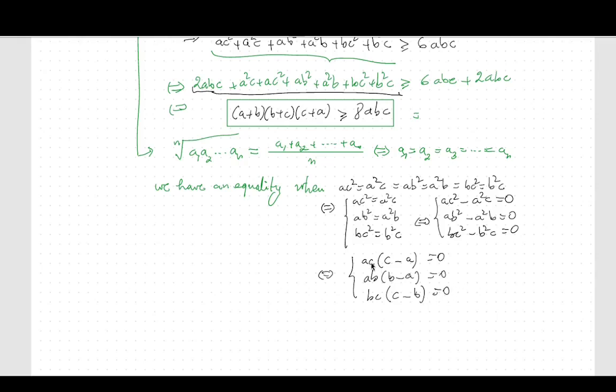Now since ac, ab and bc are all non-zero, we have c minus a equals 0 and b minus a equals 0 and c minus b equals 0, which is equivalent to: c minus a equals 0 means a equals c, and here we have a equals b and b equals c. And that means exactly b equals a equals c.